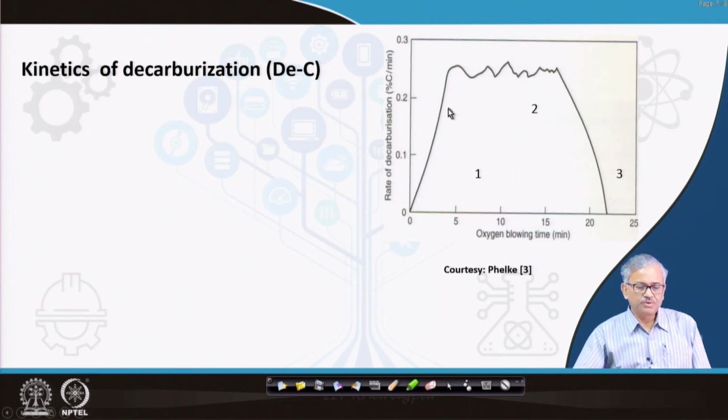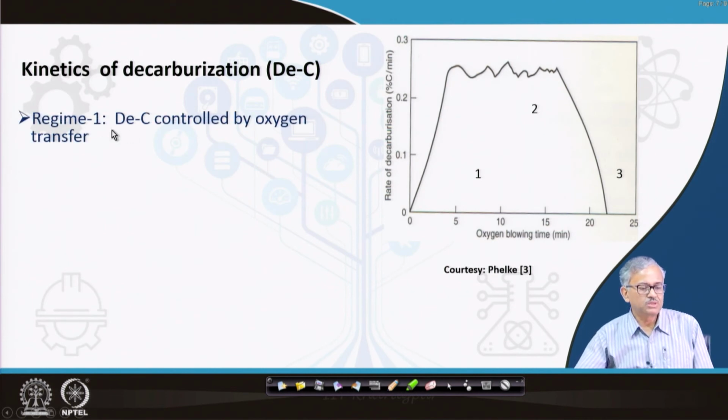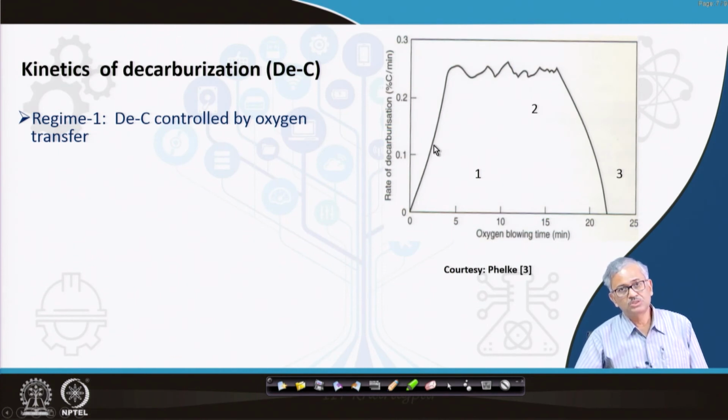Now if I want to understand these 3 regimes, 1 is this regime, 2 is the steady state regime and 3 is the third regime. Let's see the first regime. Regime 1 is where decarburization is controlled by the oxygen mass transfer. Here basically the rate of decarburization is controlled by oxygen mass transfer.